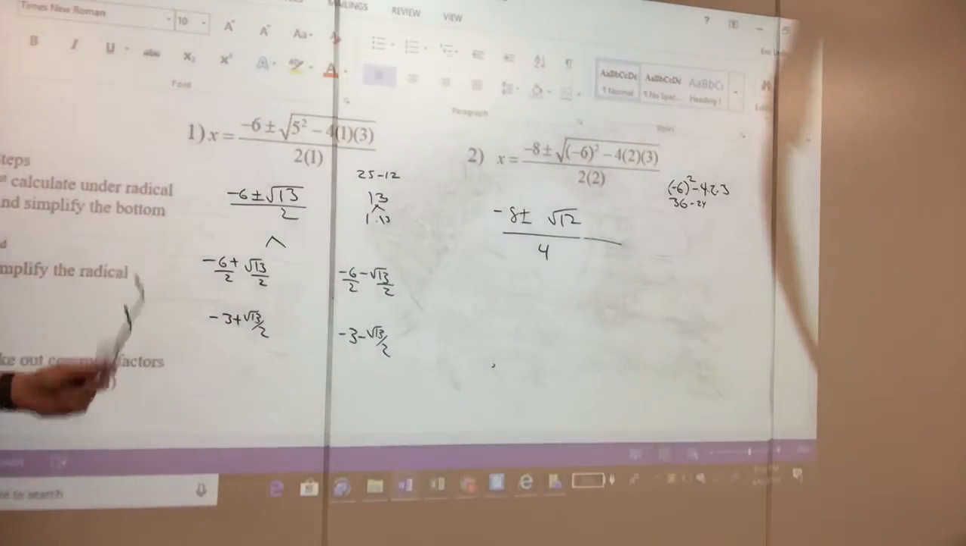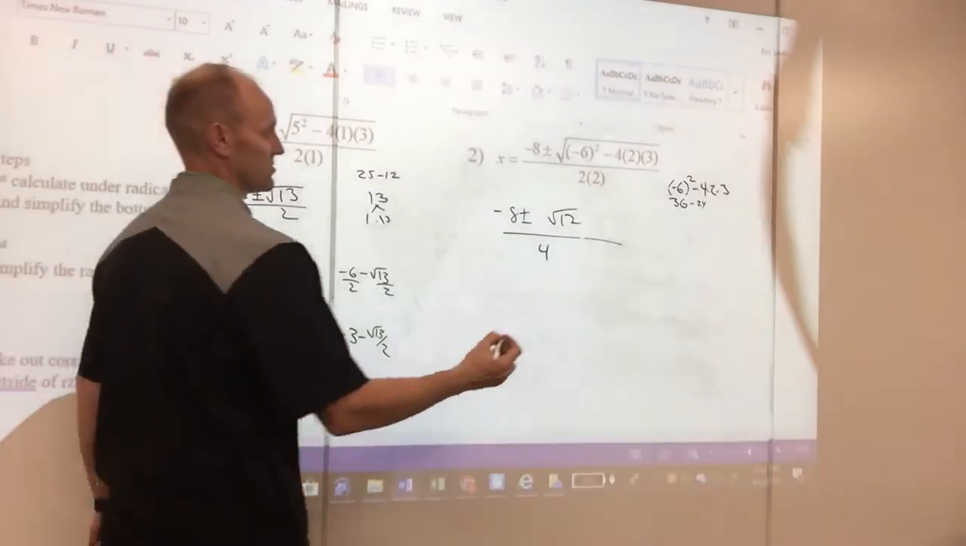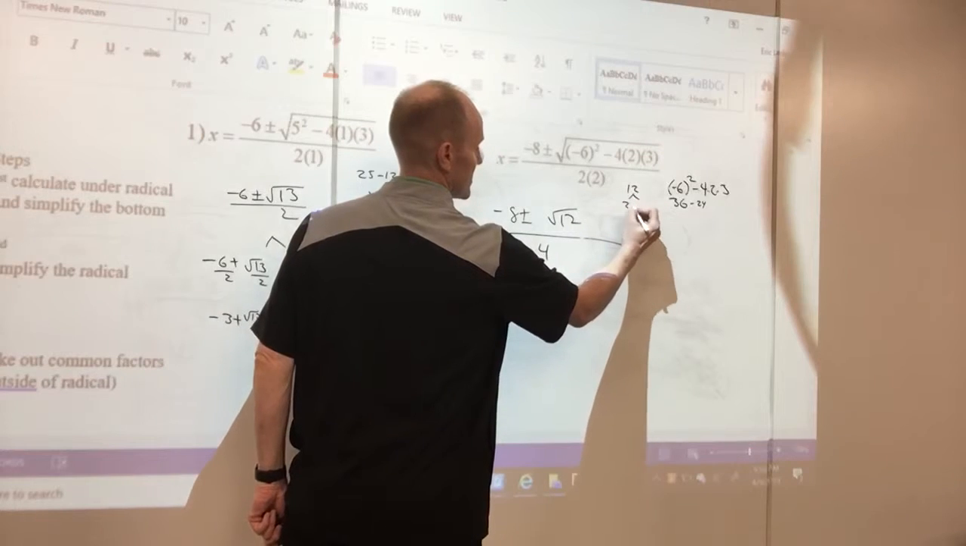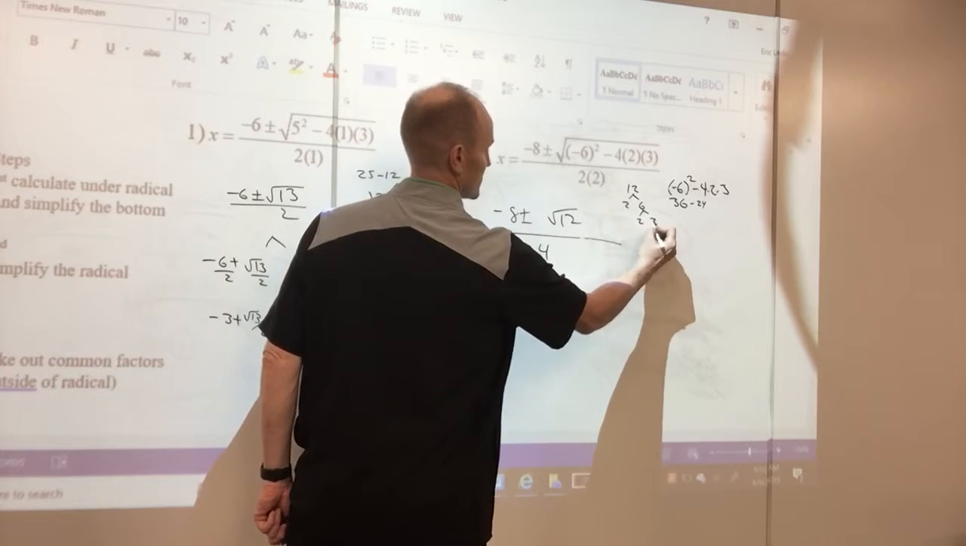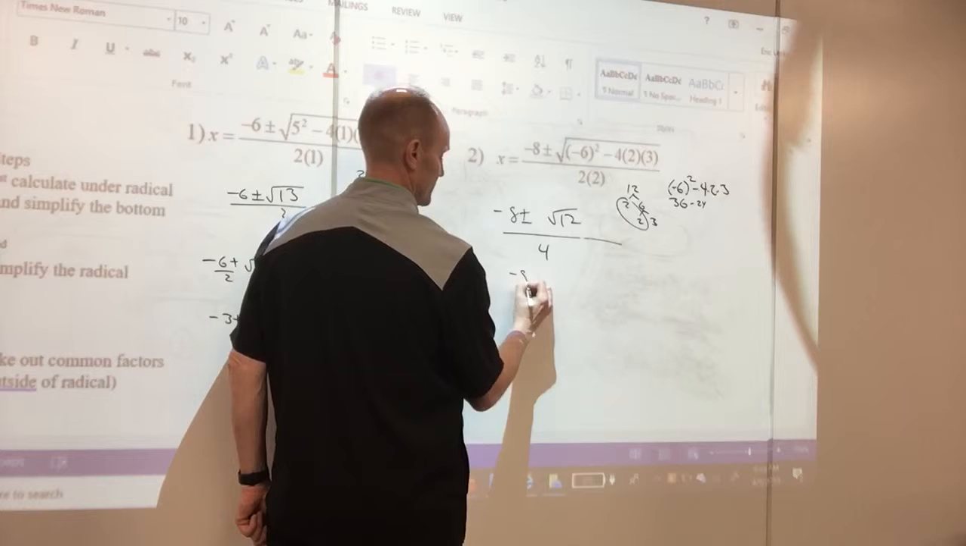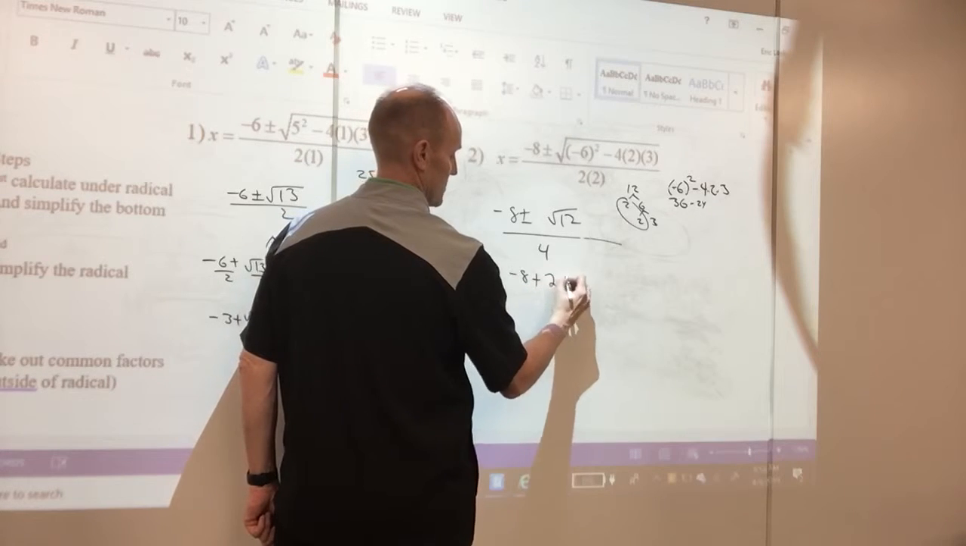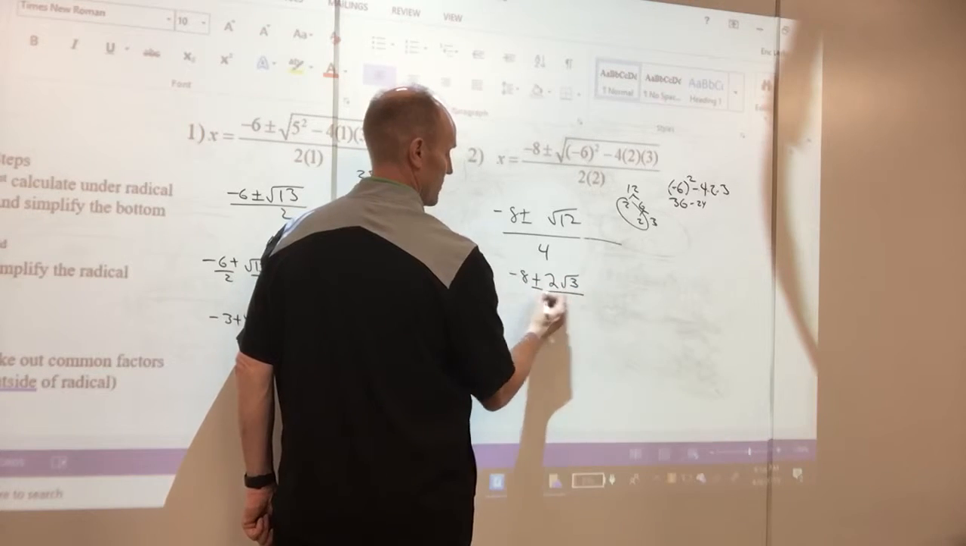So now I have to simplify the radical. 12 can be written as 2 times 6, 2 times 3. I do have a pair of 2's, so I get plus or minus 2 square root 3 over 2.